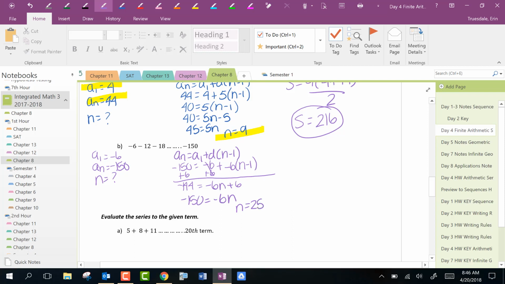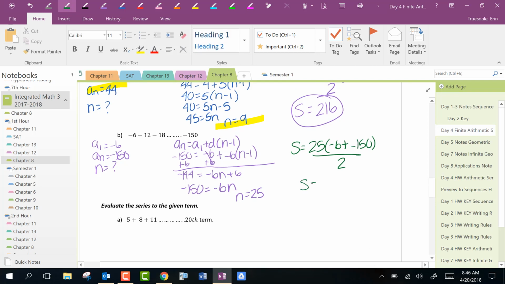Any questions on that part? Then I just plug back in for the sum. The sum would be 25 times negative 6 plus negative 150 divided by 2. Careful with your negative signs there. So the sum would be, I think it was negative 1,950. Okay. And again, that negative 1,950 is all of the terms added together.